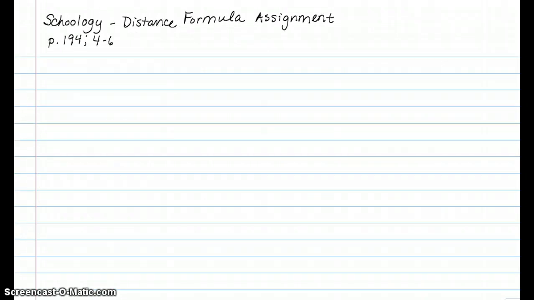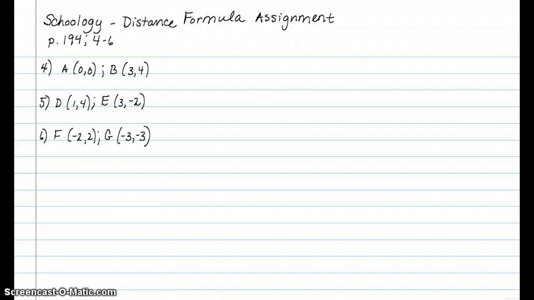Okay, now I'd like you to do the Schoology distance formula assignment. I gave you a worksheet on this today, and it's page 194. It's essentially page 194, 4 through 6. I wrote the problems down for you, which I will do again, but I also gave you graphs so you could find the distance using the Pythagorean theorem on the graph. Again, these are the problems for 4, 5, and 6.